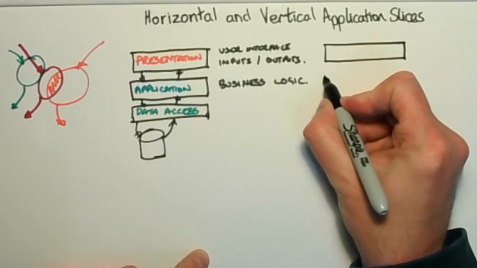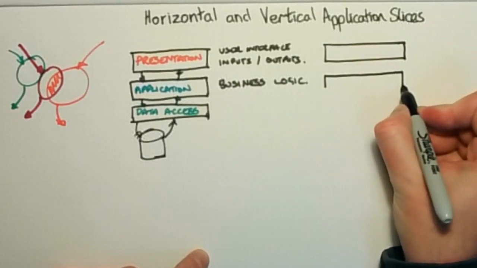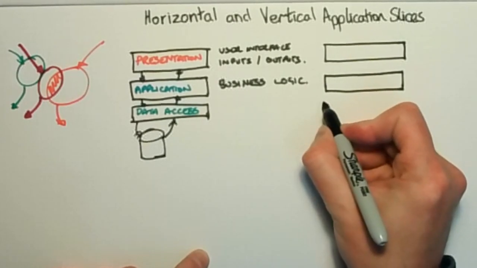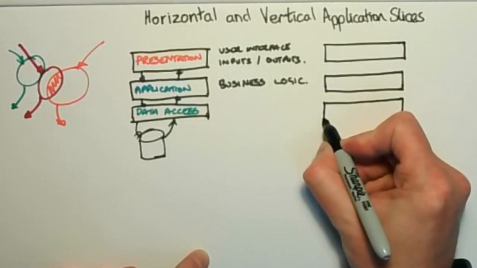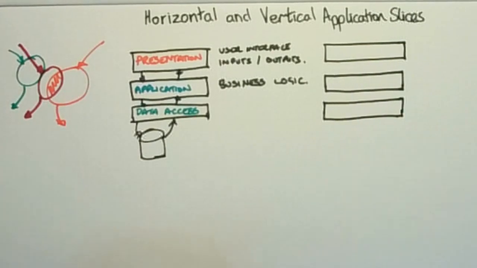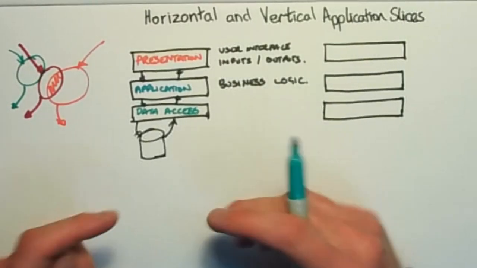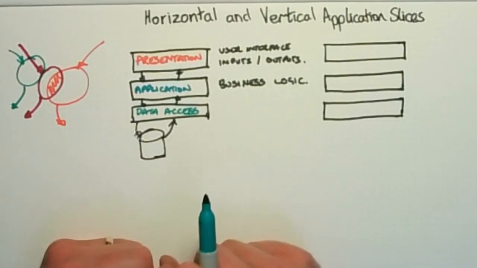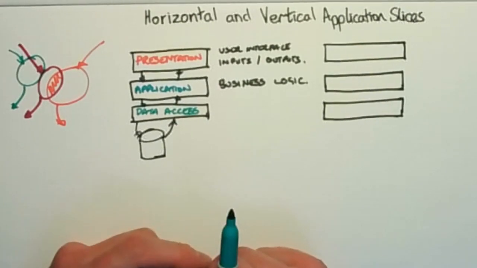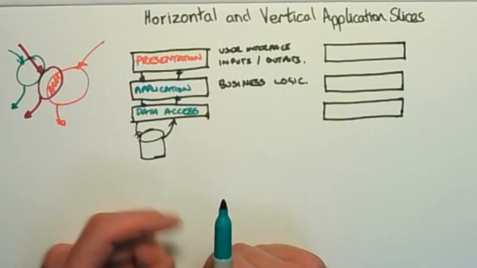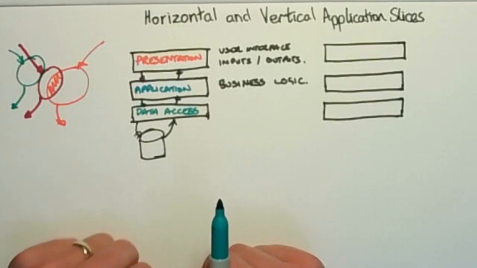So we've got presentation layer, got our application layer, and our data access layer. Now, each one of these is a component, a separate piece of functionality. You'll probably hear of things called separation of concerns. So there's two lots of separations of concerns going on here.